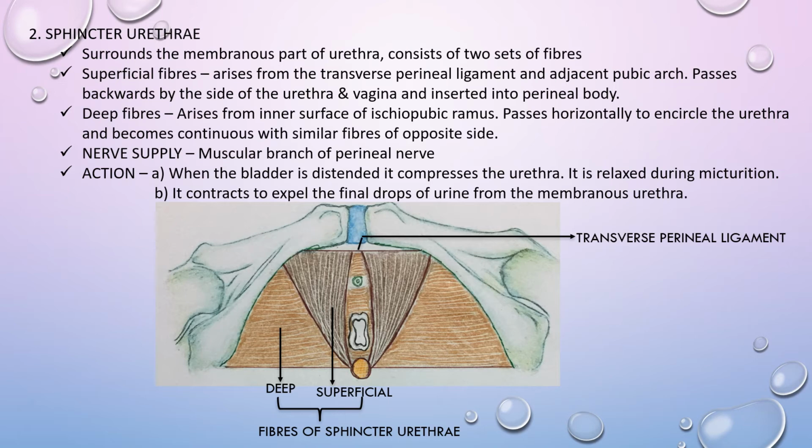Nerve supply: by means of the muscular branch of the perineal nerve. Action of this muscle: when the bladder is distended, it compresses the urethra. This muscle is relaxed during micturition. This muscle contracts to expel the final drops of urine from the membranous urethra.